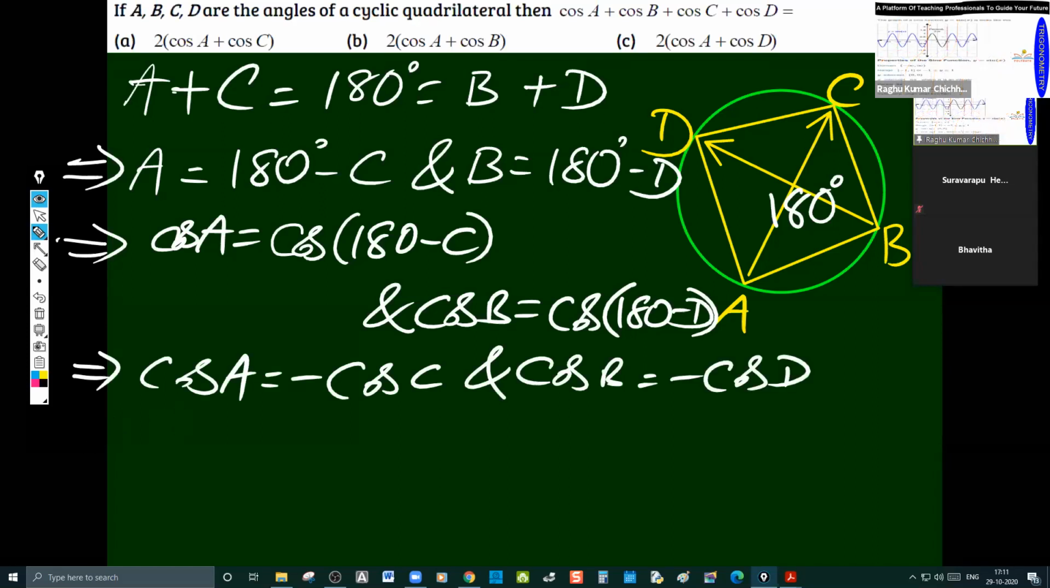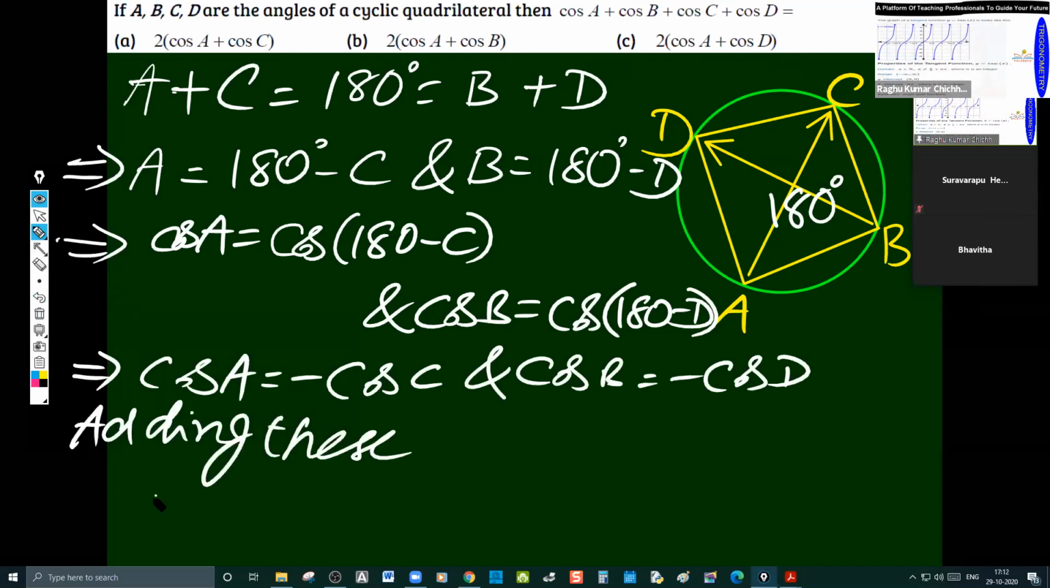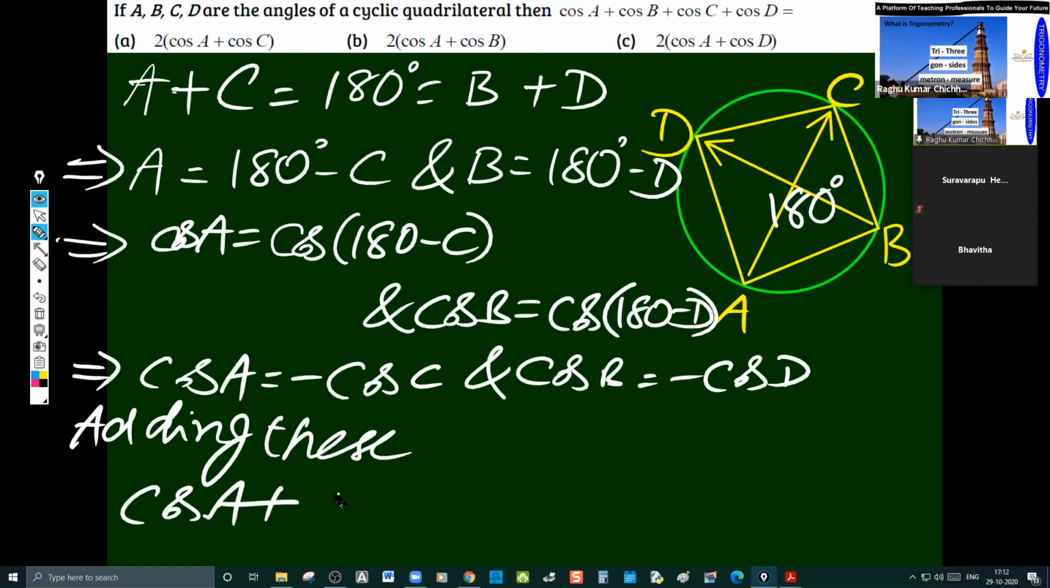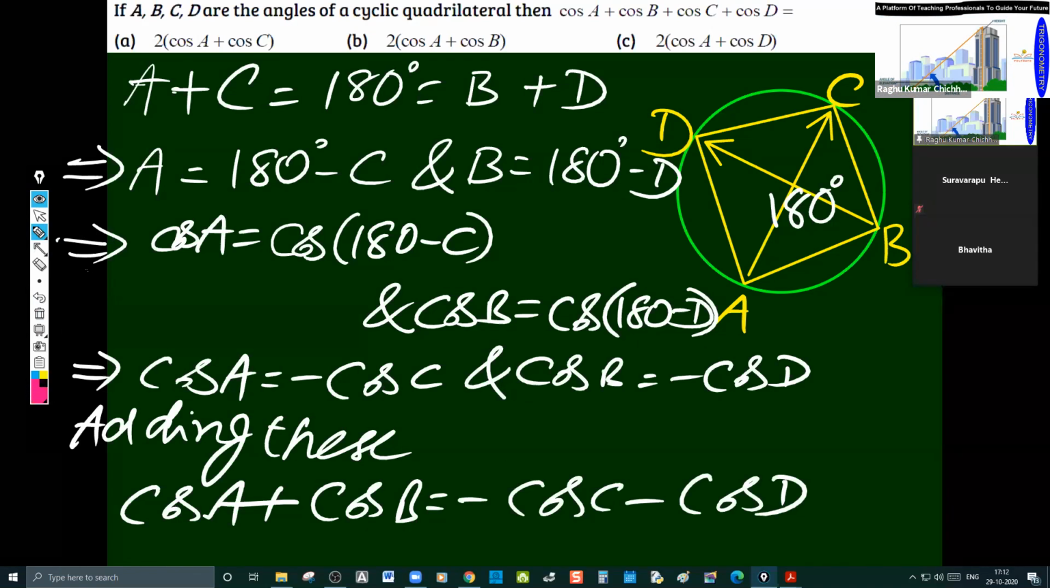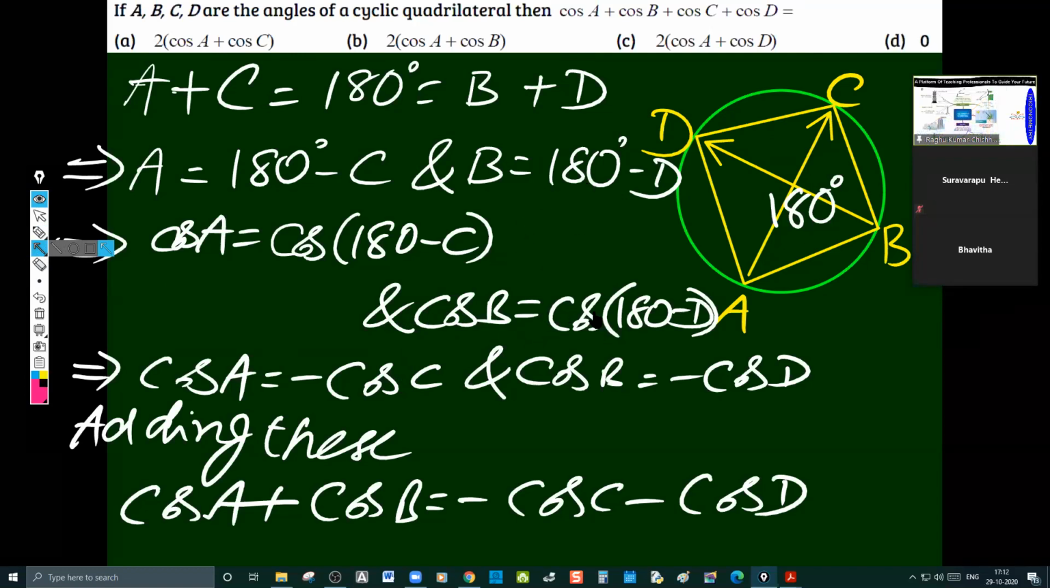Now add this vertically. Adding this, cos A plus cos B is equal to minus cos C minus cos D. Then do you tell me what is the answer? According to the question, what should be the answer? 0.